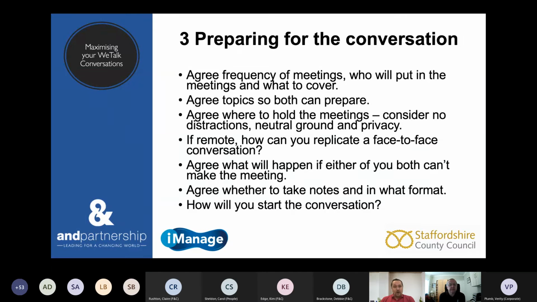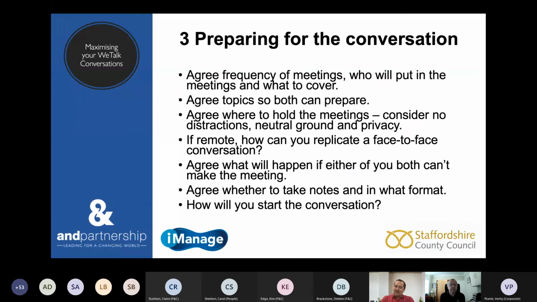Agreeing the topics so you can both prepare. It's okay for you as the leader to prepare, but you also want the colleague to prepare as well. And this goes back to empowerment, really. One of the key behavioural values at Staffs is empowerment, along with ambitious and courageous. This is going to lead to greater empowerment, and they're going to be much more invested in the conversations if they feel empowered to prepare for them, to arrange them, etc. So agreeing those topics is really important.